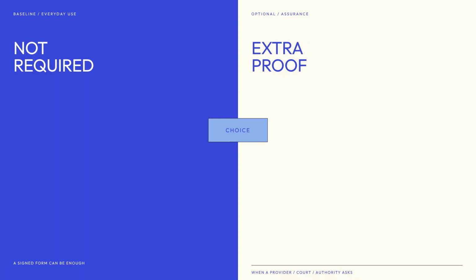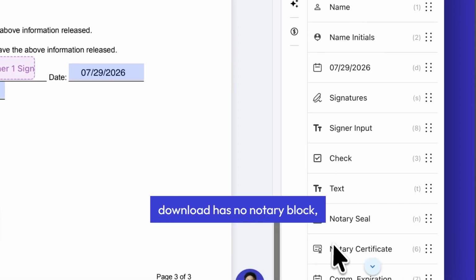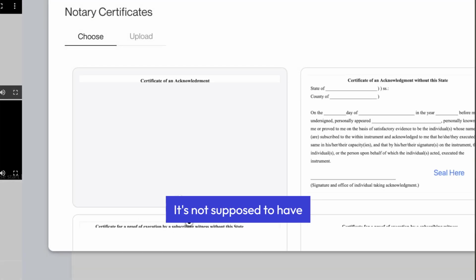Now, the notarization question. A HIPAA authorization does not require notarization. Federal HIPAA rules don't ask for it, and most providers will accept a properly completed signed form without a notary. So, if the template you download has no notary block, that's completely normal. It's not supposed to have one.